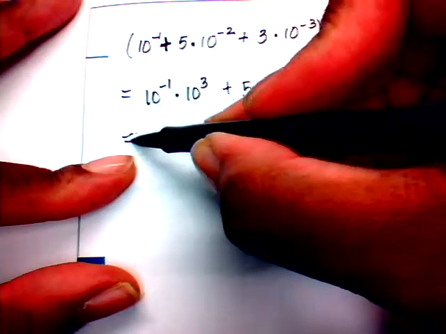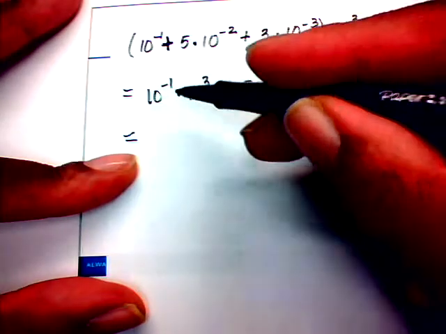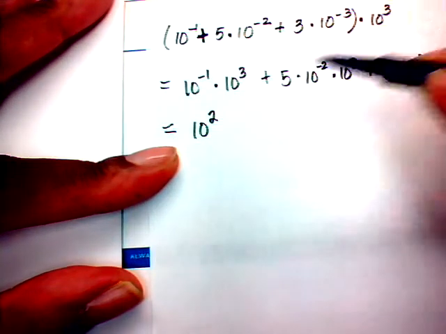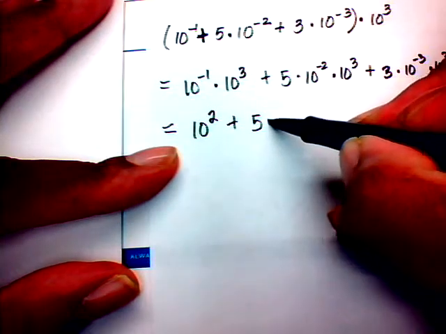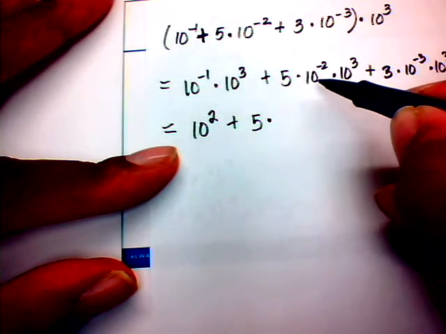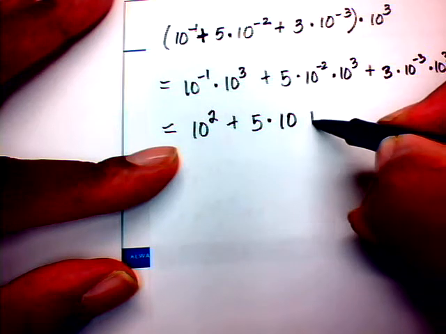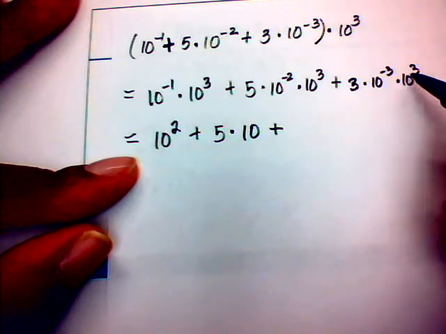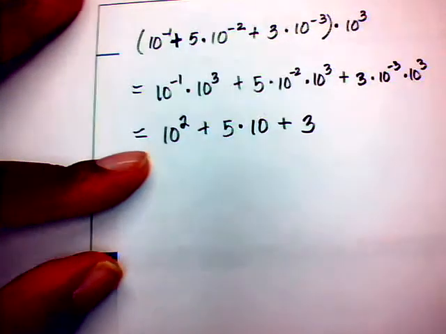Now we're multiplying powers of the same base, so we know we're going to have to add the exponents. Like 10 to the negative 1 times 10 cubed. Add the negative 1 plus 3, that will give you 2, so it'll be 10 to the 2nd plus 5 times 10 to the negative 2 plus 3, which will be 10 to the 1, or just 10. Now if I add negative 3 and 3 here for the tens, that'll be 0. So I have 10 to the 0, which is 1, times that 3, which is 3.